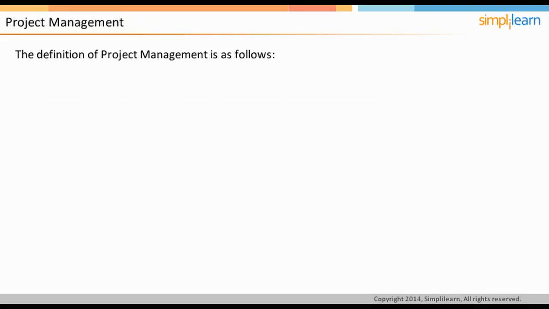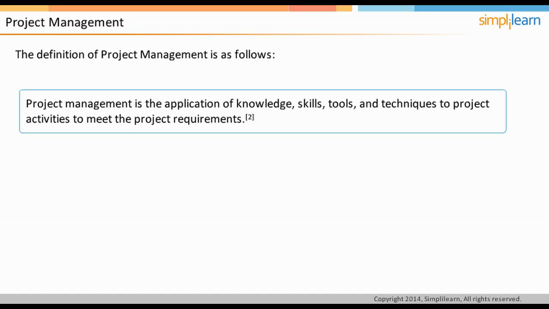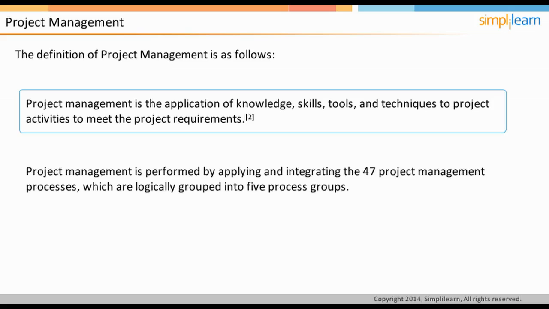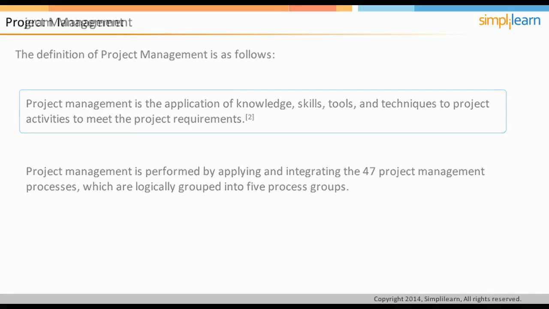As defined in the PMBOK guide, project management is the application of knowledge, skills, and tools and techniques applied to project activities to meet the project requirements. Project management is achieved by proper application and integration of the 47 processes. Project application and integration means these processes should be executed in the right manner as well as in the right order. In the next screen, let us discuss how to manage a project.